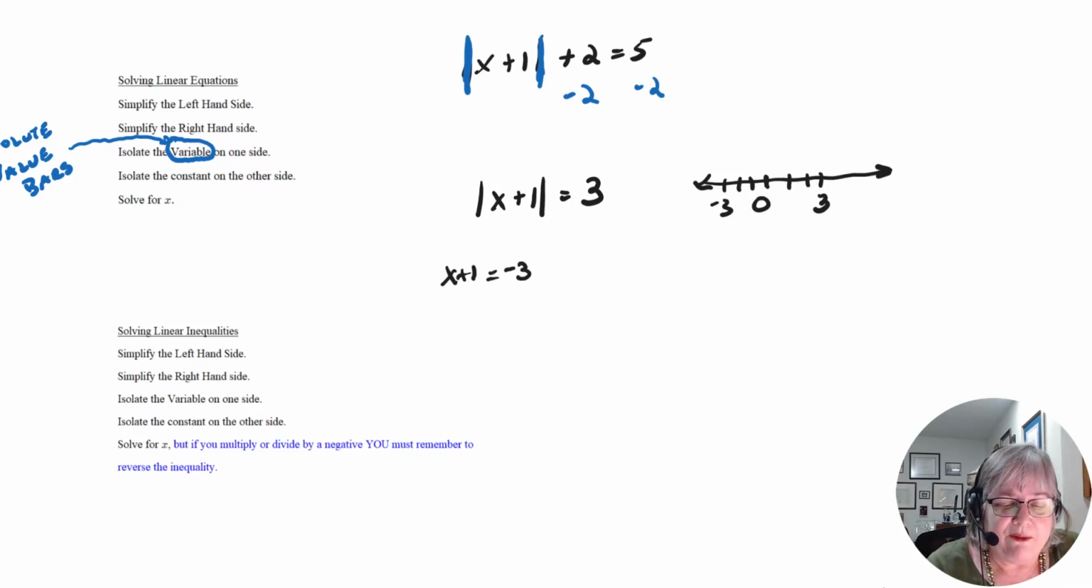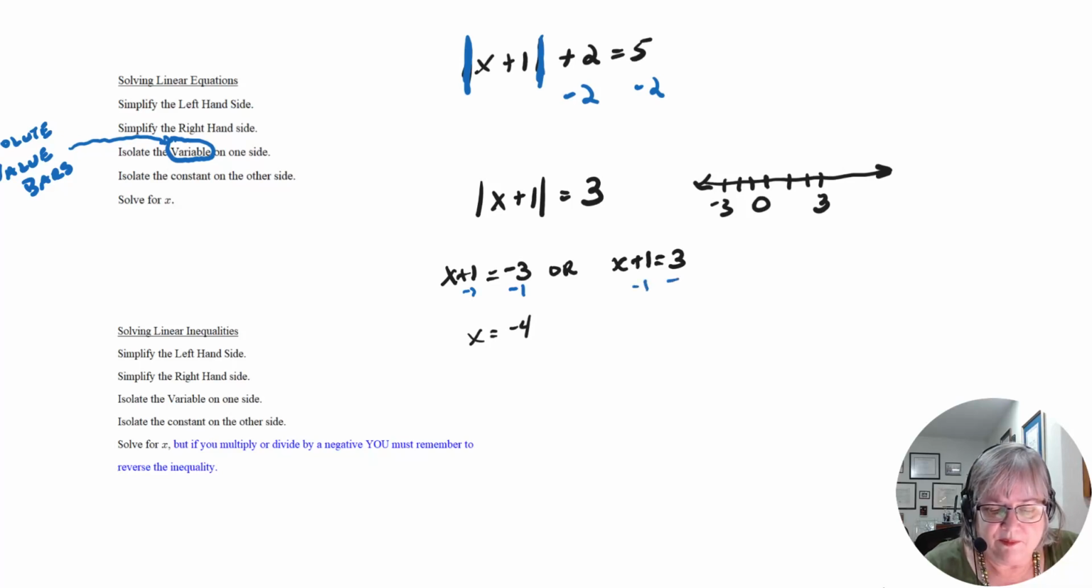Could be at -3, or, so these turn into an or. X plus 1 could be at 3. So this is going to turn into 2 equations, and then we solve them. We do the same things we've always done, going back to the original list that says simplify the left, simplify the right, get your x's on one side, numbers on the other. So we'd subtract 1, and you would have x is equal to -4, and we would subtract 1 over here, and from this one, we would get x is equal to 2.